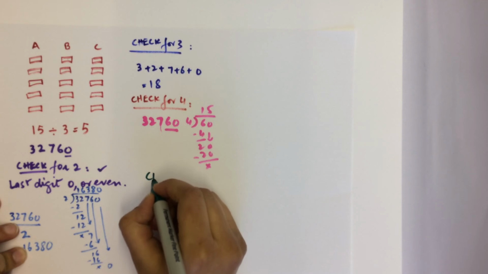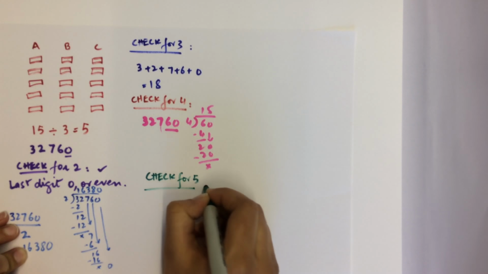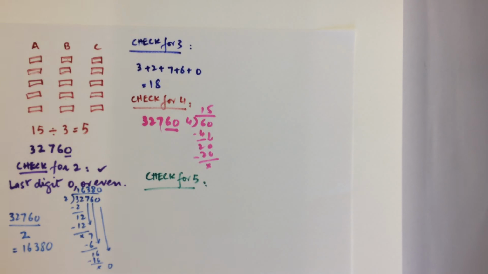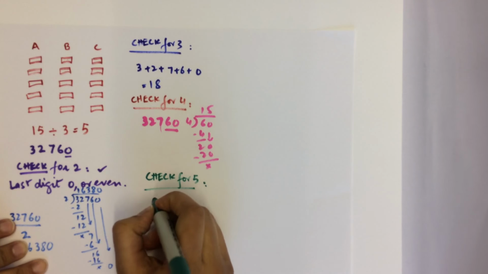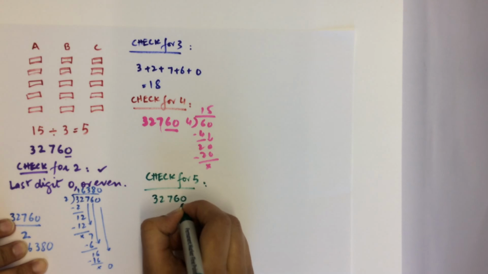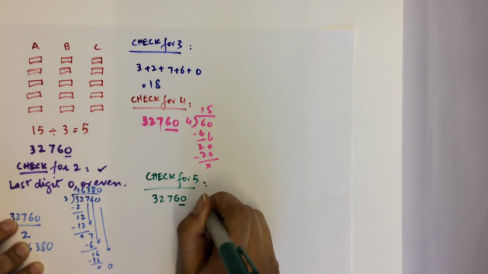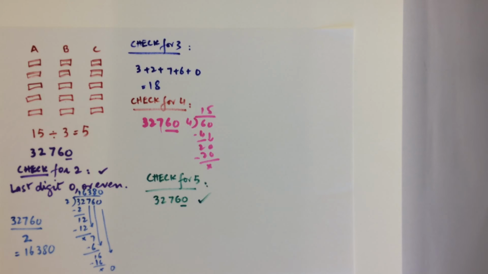Moving on to the next check, that's the check for 5. The check for 5 says that the last digit should be 0 or 5. The last digit is 0 here, hence it is divisible.